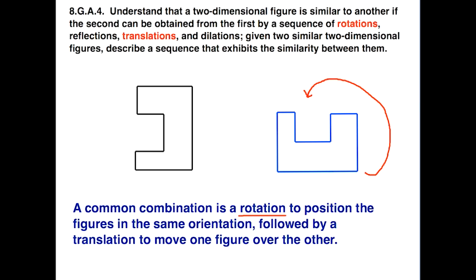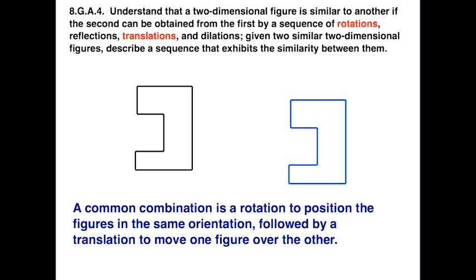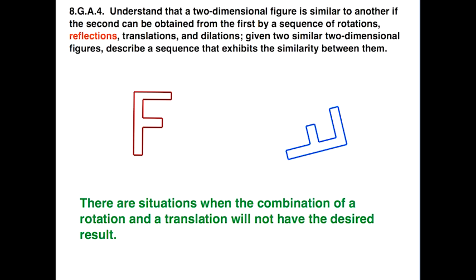So like here, I would start with a rotation, get them in the same orientation. Now I can do a translation and slide this one over. And now I've got one figure exactly over the other, so in this case, these two would be congruent. Now there are situations when the combination of a rotation and a translation won't have the desired result.